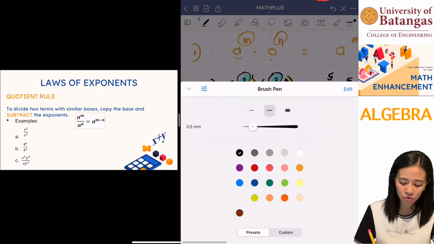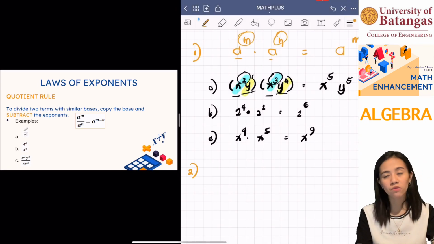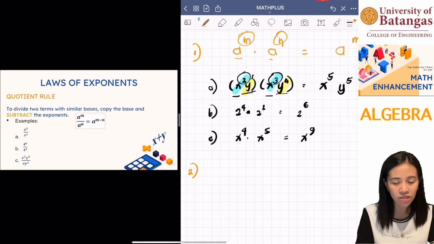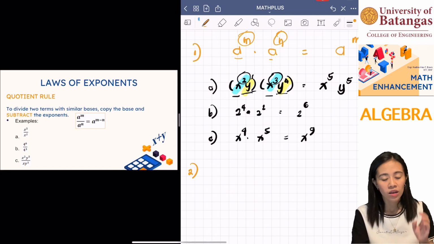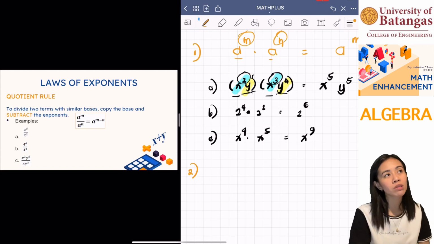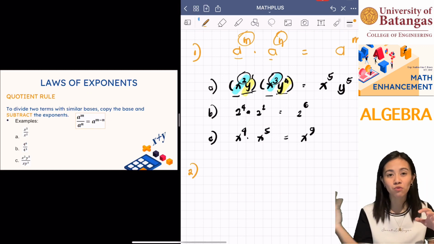So, for quotient rule, ang sabi dito is, to divide naman. So, yung kanina, multiplication. Ngayon naman, we're going to divide the terms. If you're going to divide the terms, and the terms happen to have similar bases, ganun ulit. Kukopyahin mo yung base, pero this time, susubtract mo naman. So, ang magkatugma dito, when you multiply the terms, you add the exponent. And then, if you divide the terms, you subtract the exponents.